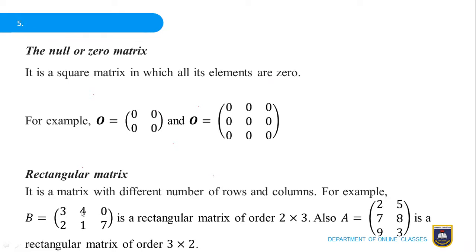Now we have the matrix B, 3, 4, 0, 2, 1, 7, and this is a rectangular matrix of order 2 by 3. 2 by 3 because it has 2 rows and 3 columns. Also, another matrix A equal to 2, 5, 7, 8, 9, 3. This is a rectangular matrix of order 3 by 2 because it has 3 rows and 2 columns.